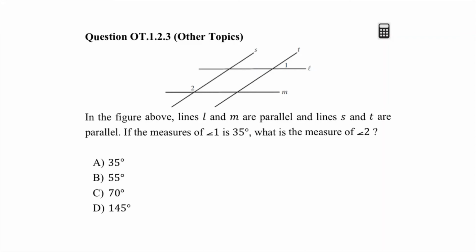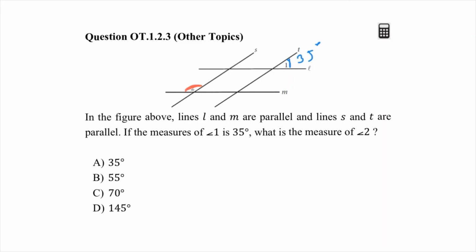Alright, so the question is, we have a graph here, line L and line M here, line T and line S here, this is angle 1, this is angle 2. In the figure above, lines L and M are parallel and lines S and T are parallel. If the measure of angle 1 is 35 degrees, what is the measure of angle 2? I recommend you always take notes for geometry. Where is angle 2? This is angle 2.